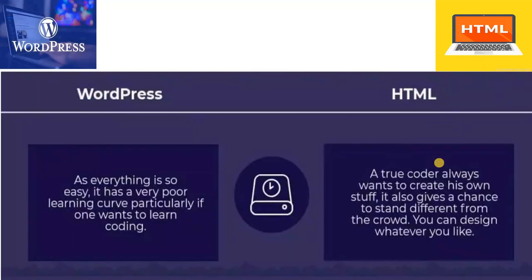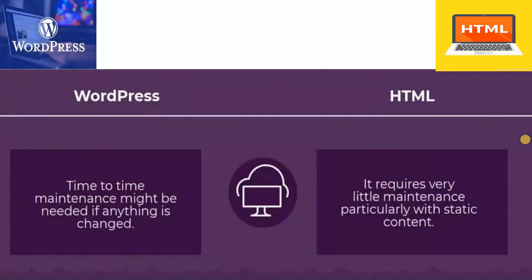Next, everything is easy in WordPress, so you can say it has a very poor learning curve. That means it suits one who doesn't want to learn to code, whereas in HTML, a true coder always wants to create his own stuff. So it also gives a chance to stand different from the crowd. You can design whatever you like, according to your choice, whereas in WordPress, the themes are somewhat fixed.